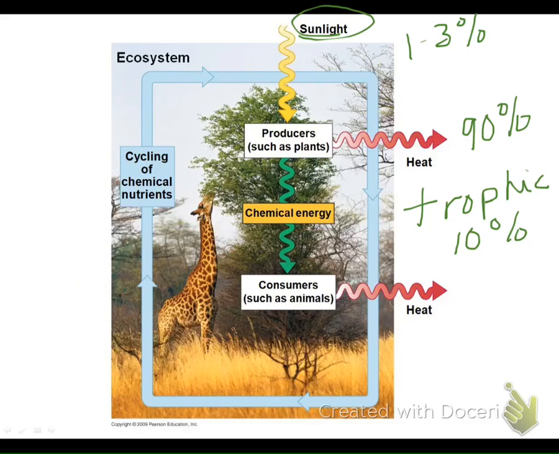Now, is it entirely useless? No, we use heat to keep us warm, all right? But that heat cannot do any work for us. We can't use that heat to make molecules of ATP.